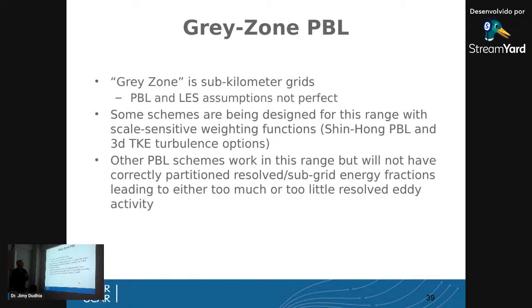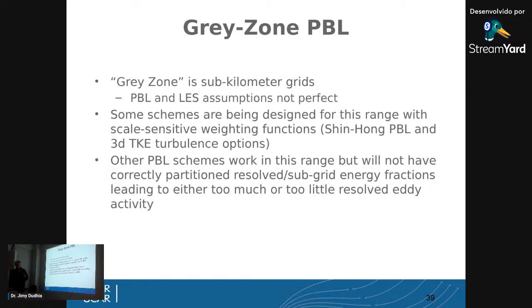So as I mentioned, there's a gray zone for sub-kilometer grids, where neither PBL nor LES assumptions are perfect. Some schemes are being designed for this range with scale-sensitive weighting functions, for example, Shin-Hong PBL and 3D TKE schemes, where they can kind of transition from being more like a PBL scheme to being more like an LES scheme within this range of like 100 meters to 1 kilometer grid size.